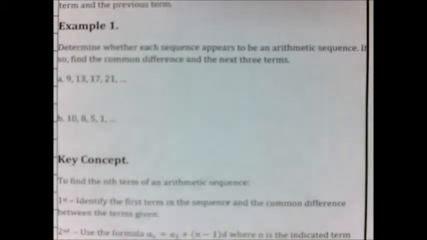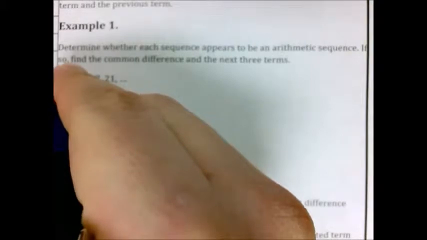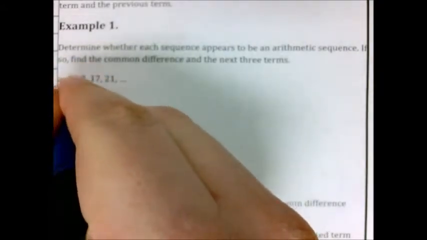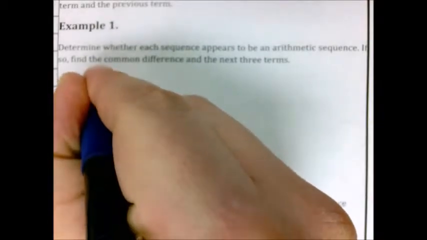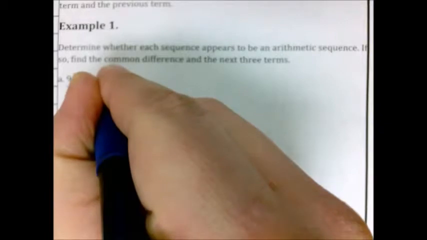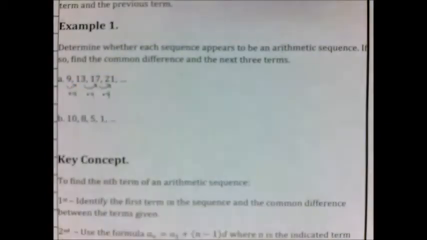So example 1 asks us to determine whether each sequence appears to be an arithmetic sequence. If so, find the common difference and the next three terms. To do this, we have to find the common difference between the terms. From 9 to 13, we are adding 4. From 13 to 17, we are adding 4. And from 17 to 21, we are also adding 4.